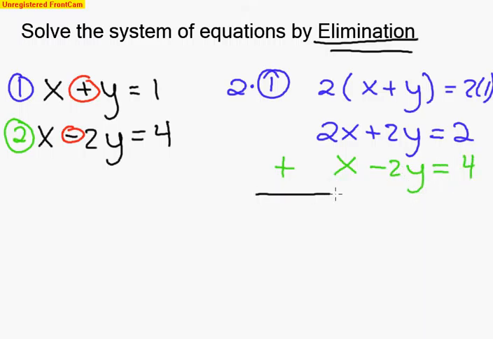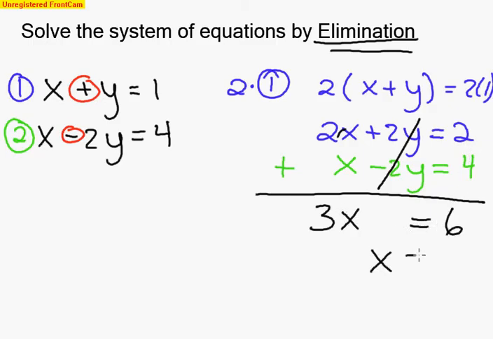to it, which is x minus 2y equals 4. When I add these two, I'm going to combine like terms. 2x plus x is 3x. 2y minus 2y cancels out. We've eliminated, hence the name, the y variable. And 2 plus 4 is 6. Now we'll get x by itself. We'll divide by 3 on both sides, and we have x equals 2.